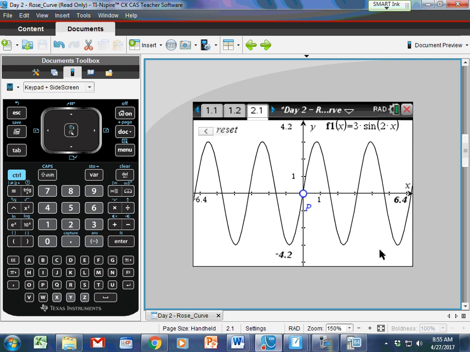But I want you to check this out. I have this point as the origin, okay? Y'all are about to be impressed. This is really fun. I'm going to drag this point over this sine curve, okay? And as I do it, it's going to plot what those points look like on the rose curve, okay? So watch this.